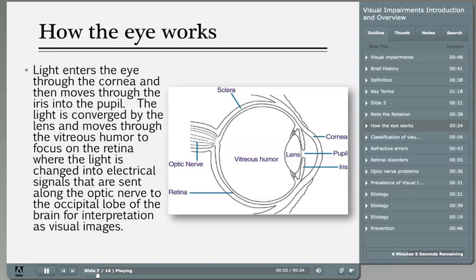Let's take a look at how the eye works. Light enters the eye through the cornea and then moves through the iris into the pupil. The light is converged by the lens and moves through the vitreous humor to focus on the retina, where the light is changed into electrical signals that are sent along the optic nerve to the occipital lobe of the brain for interpretation as visual images.